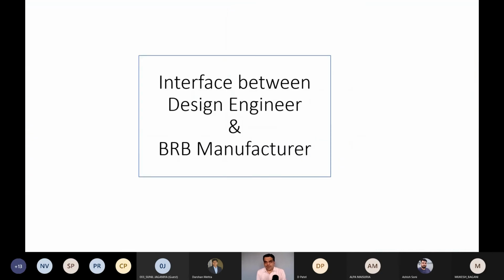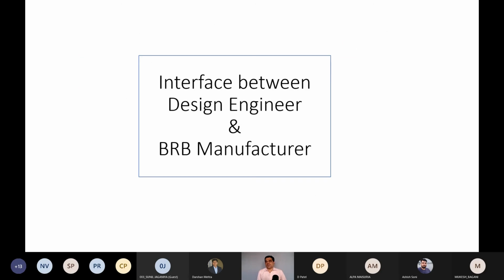This is a very important area: whenever we want to go ahead with the BRB, the interface between the design engineer and the BRB manufacturer is very, very important. Because as we talked, it is a manufactured item, and at the same time it affects the overall behavior of the structure. So there has to be very detailed interaction between the structural design engineer and the BRB manufacturer.